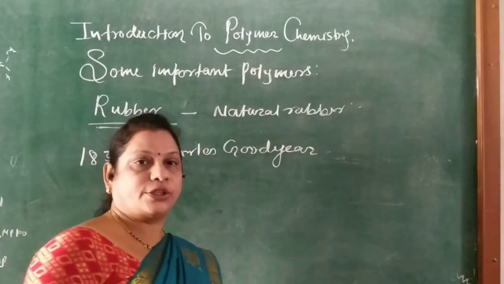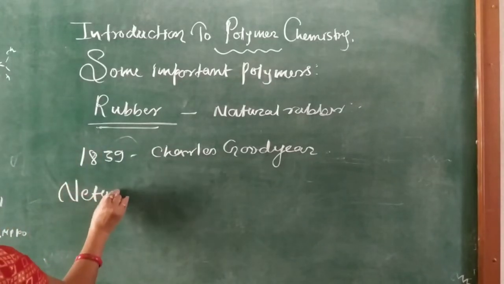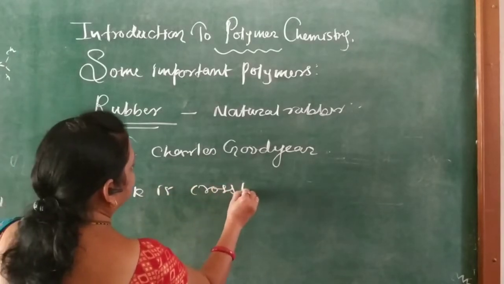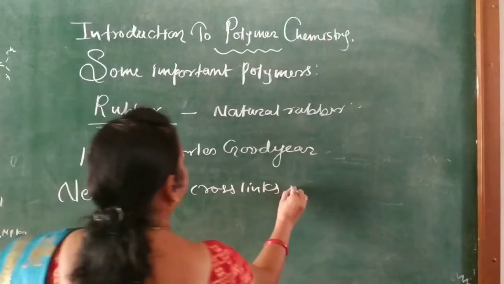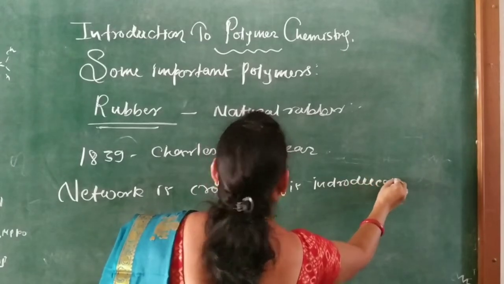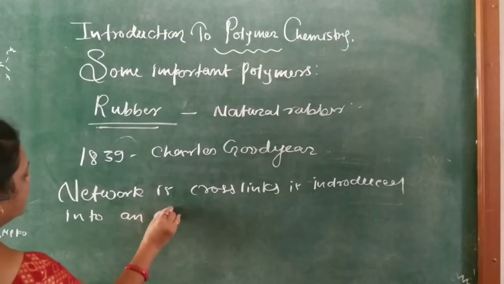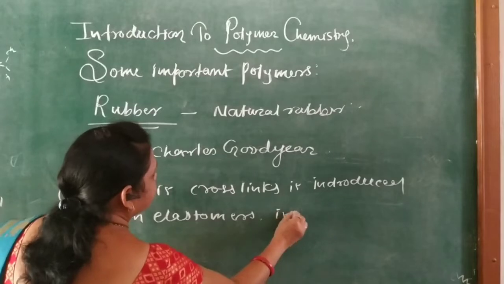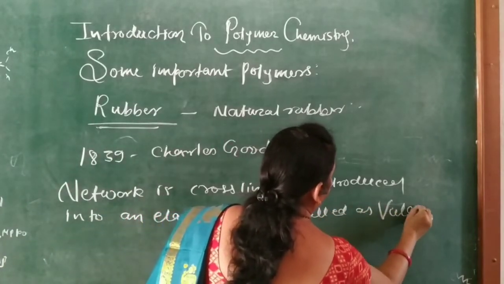So what is vulcanization of rubber? Vulcanization of rubber is the process in which a network of cross-links is introduced into an elastomer.